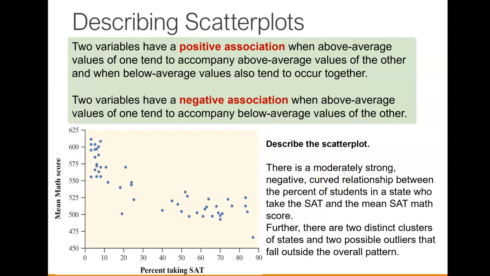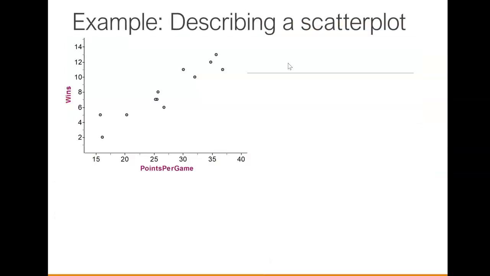Is everybody okay with that as a description? Again, have we done any math yet? Not really, right? We're just talking about what we see with our eyes and using some vocabulary. So the strength, we said moderately strong. The direction, we said was negative. And the form, we say curved or exponential. So that's us working that description into a sentence, rather than just listing, which is a little bit more elegant.